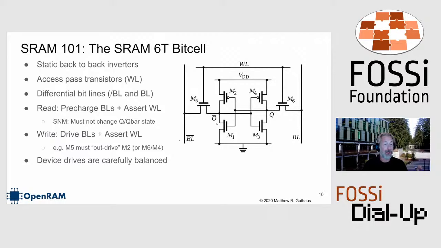Similarly, you have to be able to overdrive this static bit cell to be able to program it to a different value. So there's also the write noise margin, which means the bit lines have to be able to overpower this as well. So the device sizes in this have to be carefully balanced in order to have both a readable and writable memory cell. And the timing of this is also critical. If you turn on the word line when you're not intending to do a read, you may corrupt the value in the bit cell. And that's a bad thing, obviously.